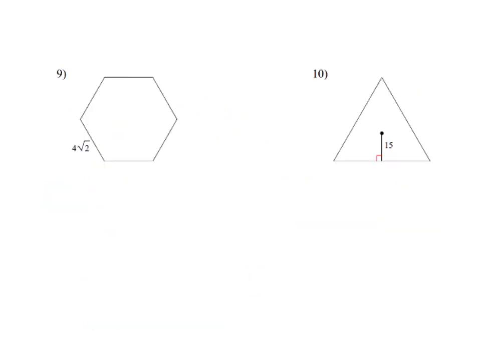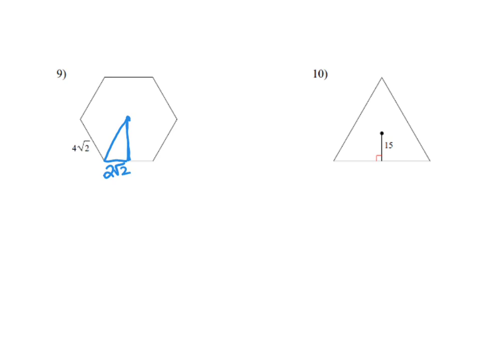Can't get enough hexagons. Here we go. Here's another one. This time they're giving me the side length. On all 3 of these, I'm giving you something different, trying to help you work through what you do with that. So if I drop the apothem and the hypotenuse of that 30, 60, 90 triangle right here, and I recognize that the whole side length is 4 root 2, when I drop the apothem, this is going to be half of that. Half of 4 root 2 is 2 root 2.